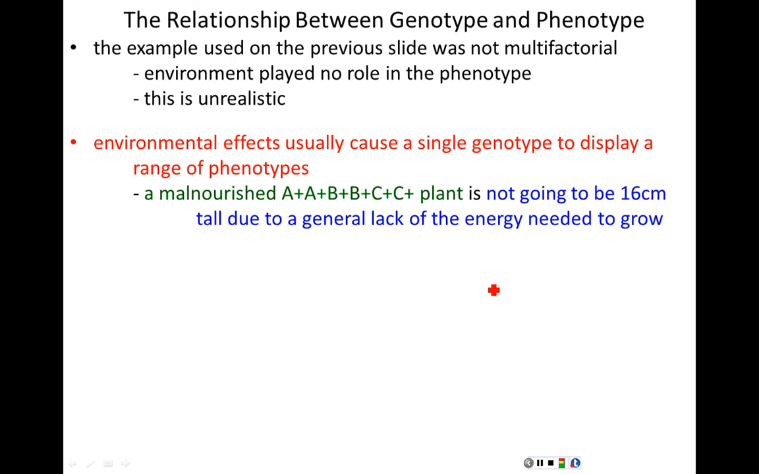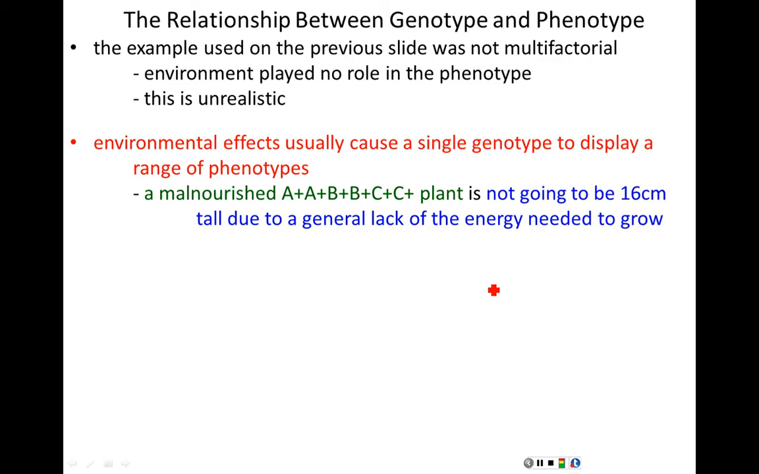Let's consider the same example now. The same plants, 3 loci, 6 alleles, start off at 10 centimeters, etc. As I told you, the only way that a 16 centimeter plant could exist is if it had all positive alleles. It was homozygotic positive at all 3 genes. But now imagine that same plant is malnourished. It's not getting enough nitrogen. It's not getting enough sun. It's not getting enough water. It's not getting the environment it needs to thrive.